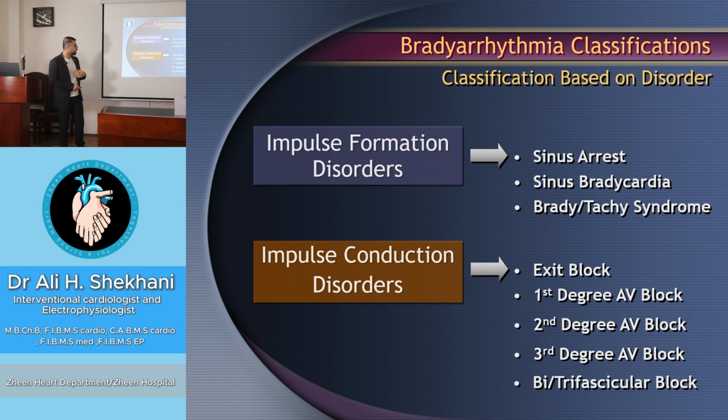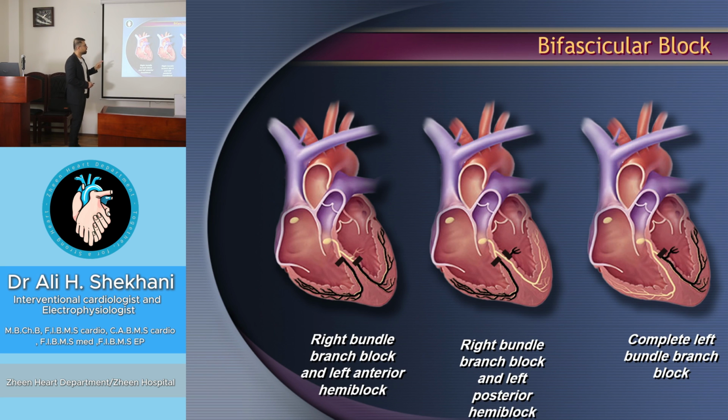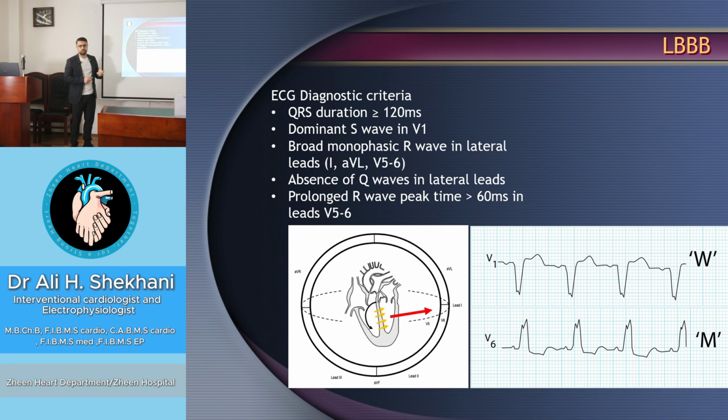AV block. And we have bifascicular block. Bifascicular means there is right bundle branch and left anterior fascicle, both of them blocked, or right bundle branch and left posterior fascicle, or left bundle branch, which is composed of anterior and posterior fascicles, both of them blocked. This is bifascicular block. Left bundle branch block, which is very common.